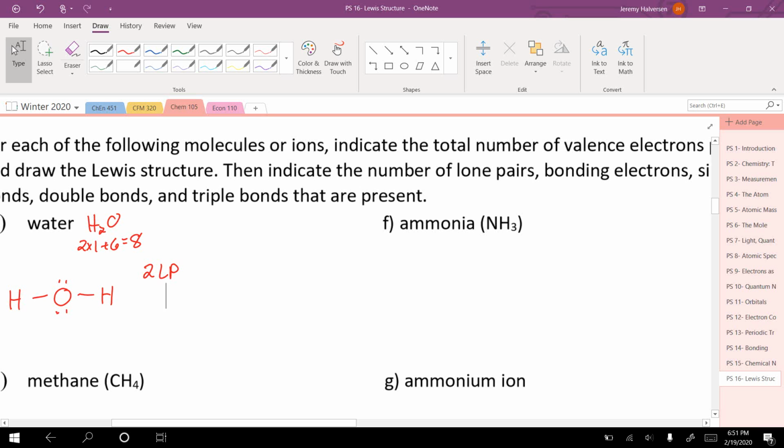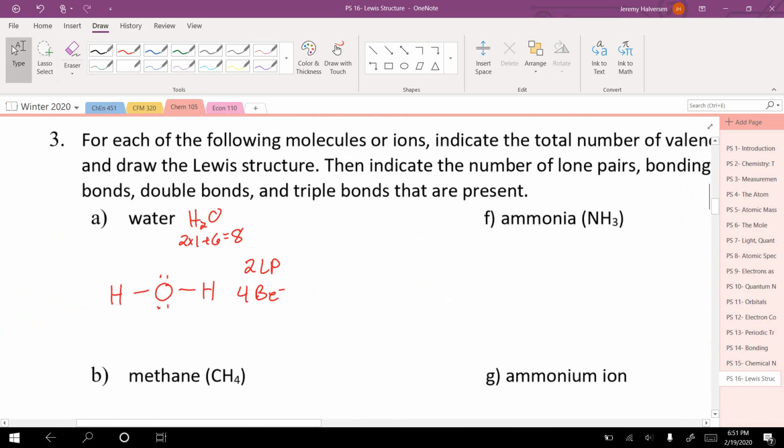The problem's kind of worded weird. It asks for lone pairs. So 2 lone pairs, and it asks for bonding electrons. There's 2 bonding pairs, but it wants bonding electrons, so I would say that there's 4 bonding electrons. Just like there are 4 lone electrons, because it asks for lone pairs, there's 2, bonding electrons, there's 4.